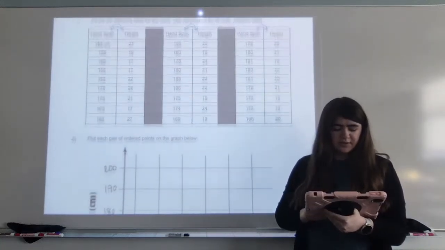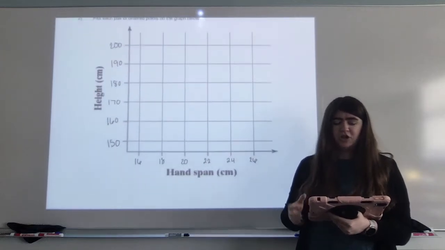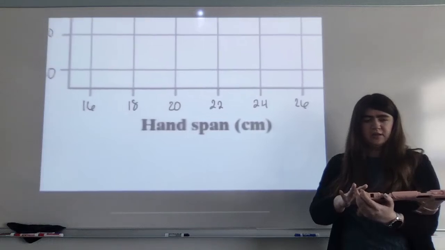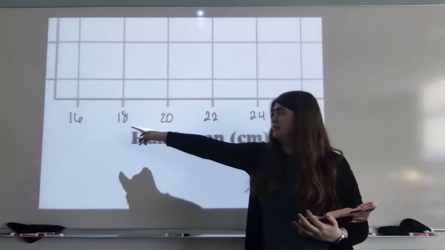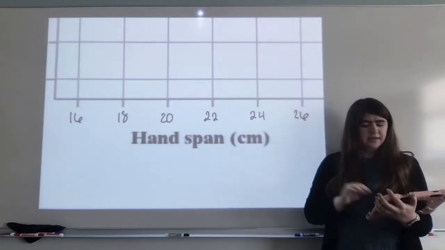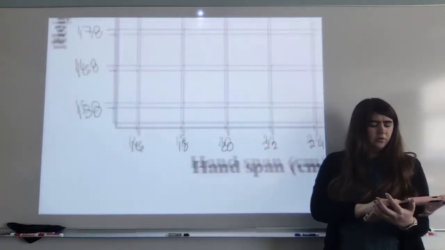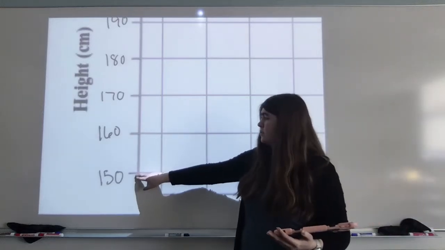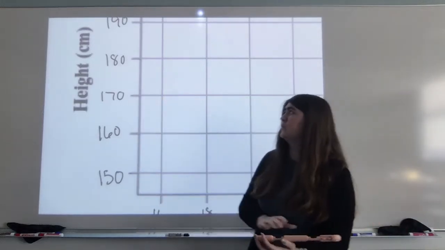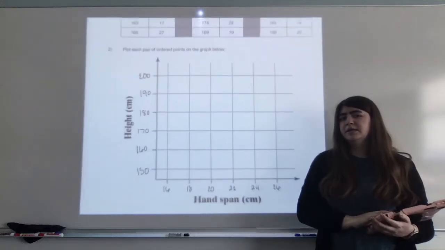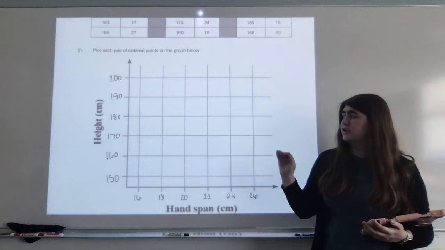Starting with the scatter plot itself, I did change the scale of the graph, and I'll zoom in here so you can see that nice and clear. We are starting at 16 and going up by 2: 16, 18, 20, 22, 24, 26. Then up the side we start at 150, going up by 10: 150, 160, 170, 180, 190. It does go up to 200, although that is quite tall, and I don't believe any of our data points will actually get up there.